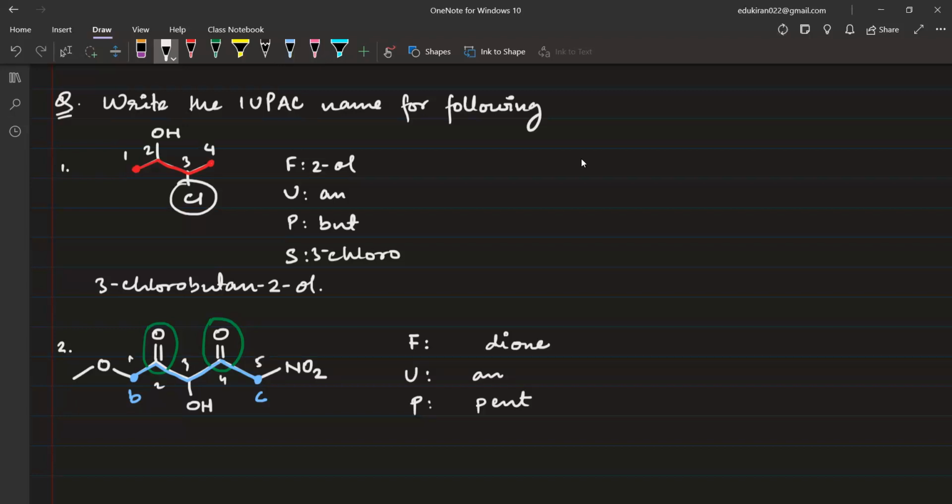Now, after pent, we have to look at the substituent. Now, what is remaining here? The remaining parts are NO2, the remaining part is OH, and the remaining part is OCH3. Let me color this with something different so that it is differentiated. Now I will start from here. Here we have oxygen with 1 CH3. So this will be methoxy.